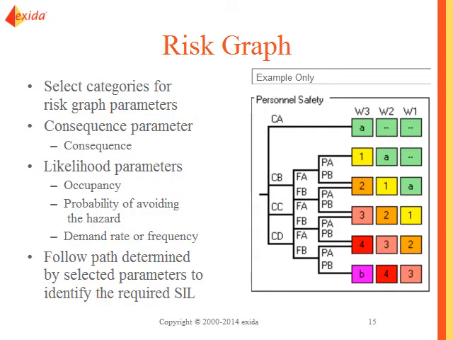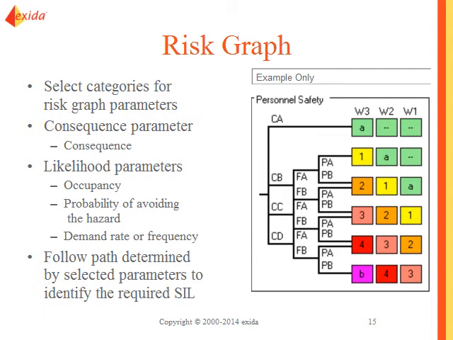So if we look at the risk graph first of all, this selects categories for risk graph parameters. There's consequence parameters, likelihood parameters, and if you remember, risk is a measure of consequence and likelihood. So you're looking at occupancy, how often are people going to be there, can they avoid the hazard if it occurs, what is the demand rate or frequency, and in this case it's not a safety demand rate, it's frequency of occurrence, how often will this hazard occur without any safety instrumented system. And then you follow the path determined by the selected parameter to identify the required SIL.